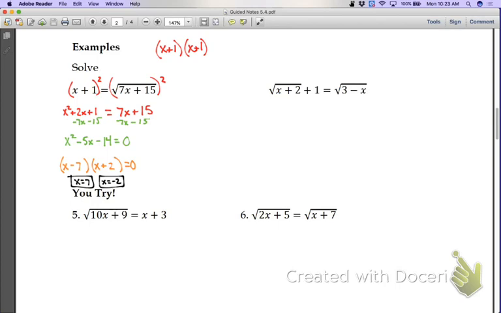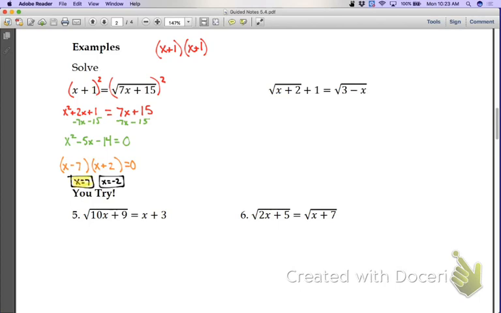I need to check to make sure that everything's okay whenever I plug those numbers back in. If I plug 7 back in, I get 7 plus 1, that's 8. If I have 7 times 7 plus 15, 49 plus 15 is 64. The square root of 64 is 8. Everything's good with the 7. What about the negative 2?